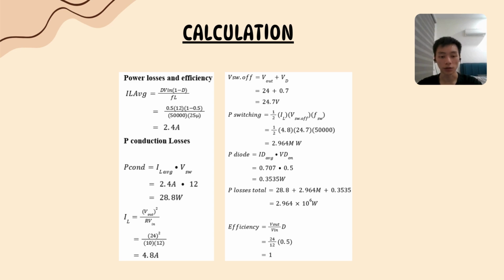So lastly, the efficiency is equal to voltage output times duty cycle divided by voltage input. So we get the final result of 1 for the efficiency.